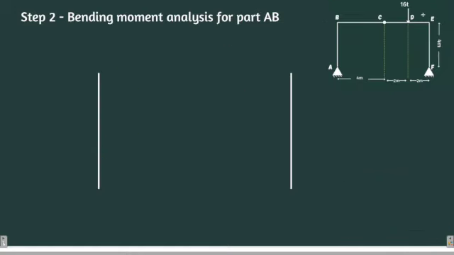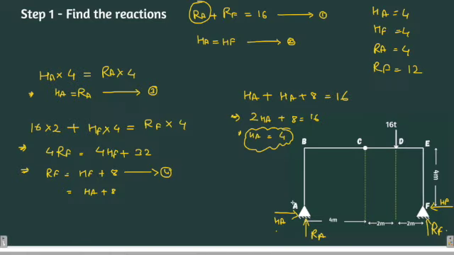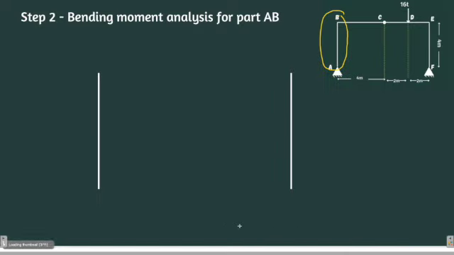Now let's proceed. Our next step is to analyze the beam. So we'll be starting with part AB. Now here is the reference. Now for part AB, we know that HA is how much? HA is 4. RA is how much? RA is also 4. So we'll be starting from this point. So I am putting here HA as 4, and then there is an upward reaction RA, which is also 4 tons, right? And this is point A and this is point B.